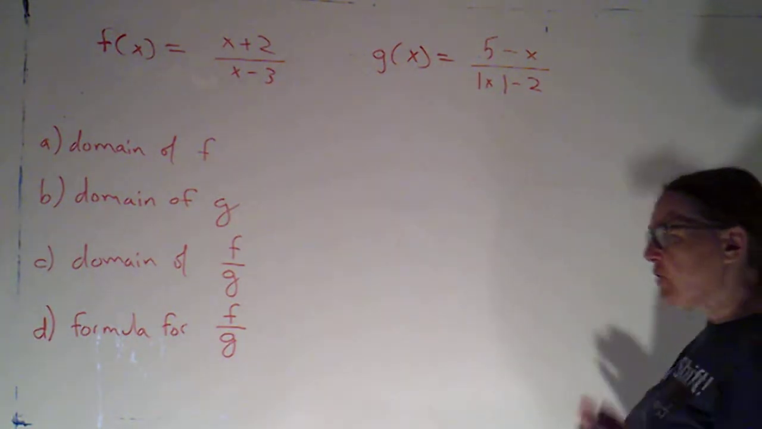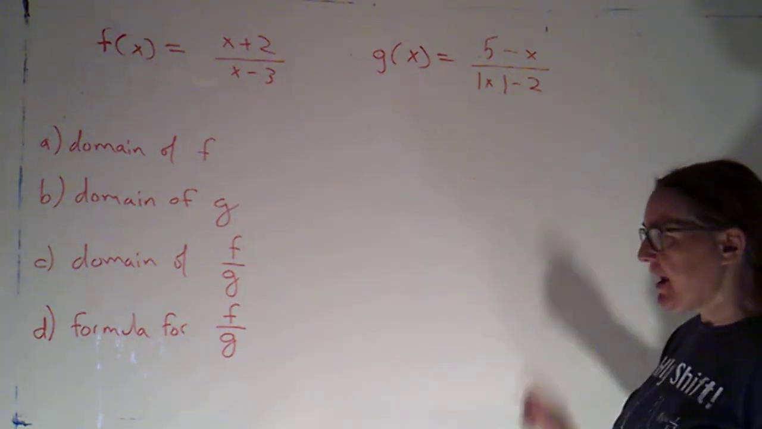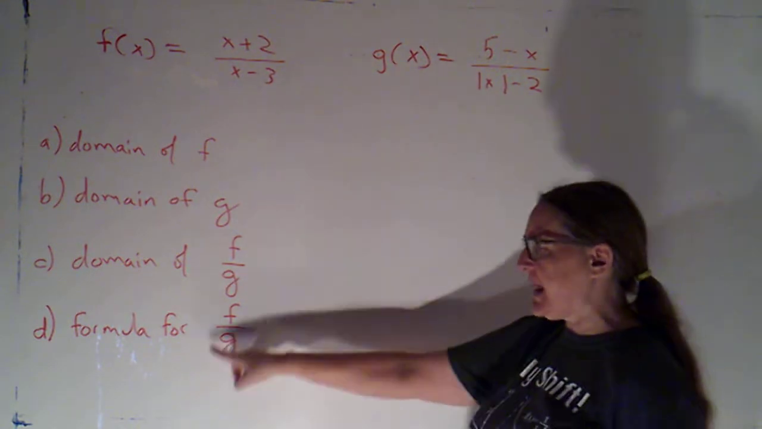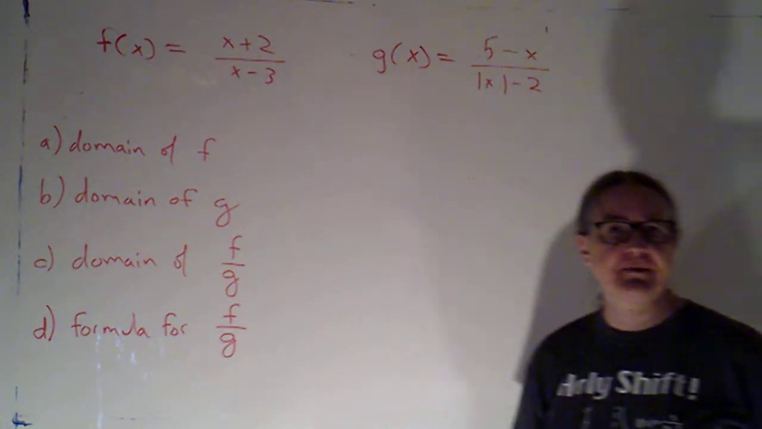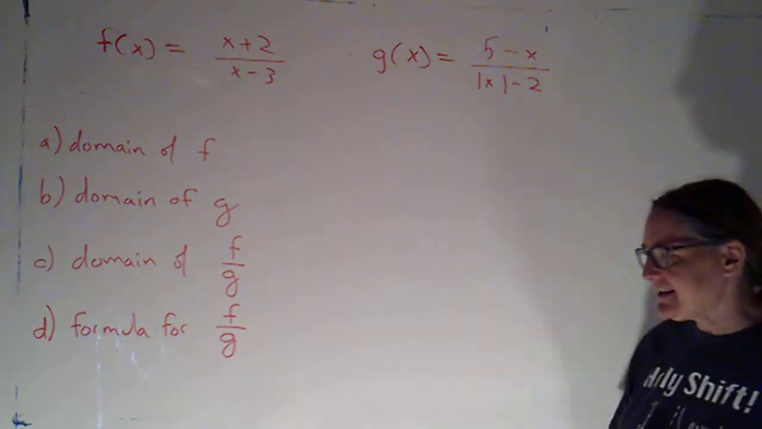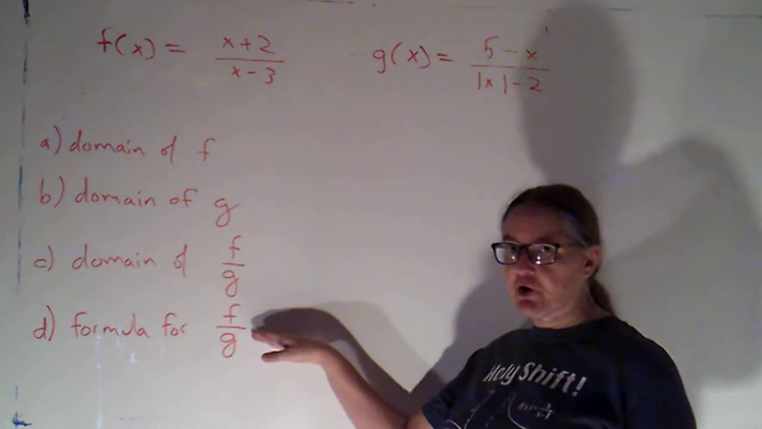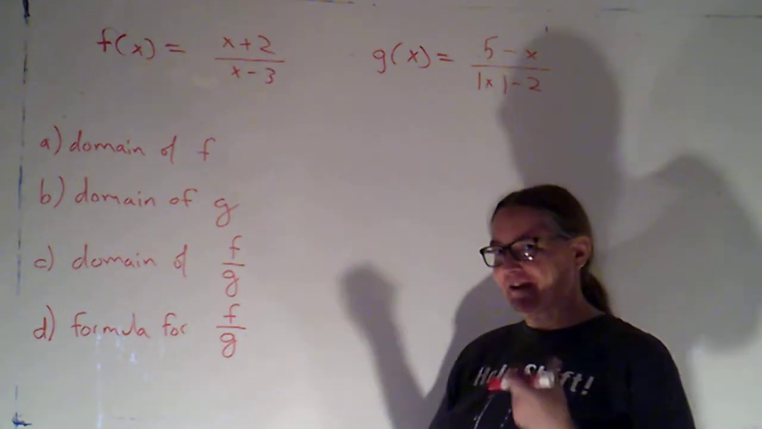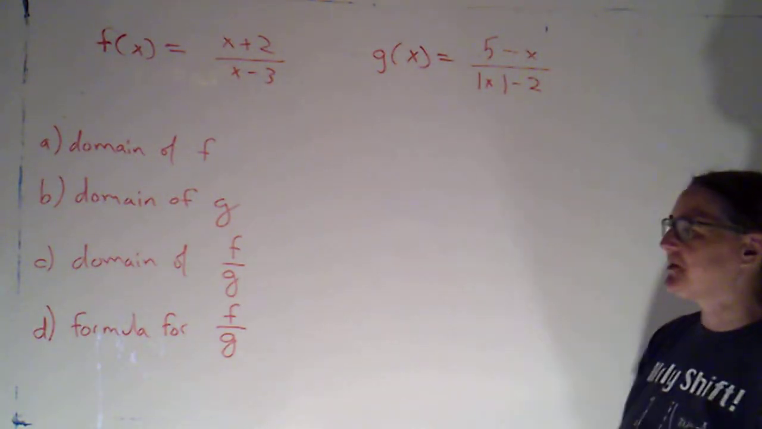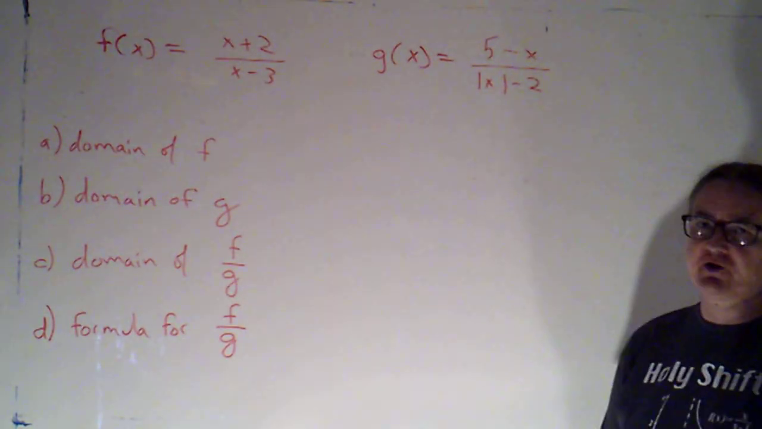And I'm purposely doing it in that order because I want to be thinking about the domain as I find and simplify the formula for the quotient. That's not to say that I couldn't find the formula first, but I think it will be easier for us to keep track of what's going on with the domain if we actually find that first.